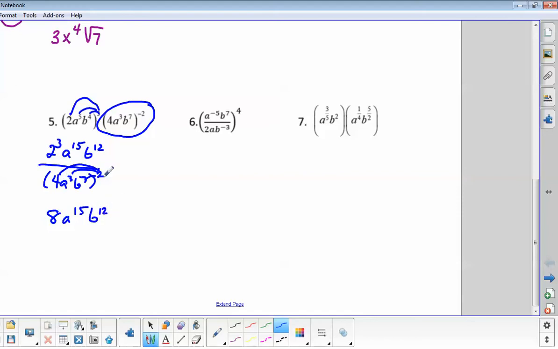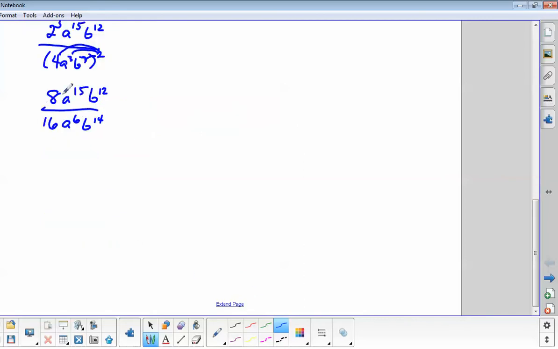On the bottom, 4 squared is 16. A to the 3rd to the 2 is a to the 6. And b to the 7 to the 2 is b to the 14. Alright, so 8 over 16, this is just a fraction to simplify. So 8 over 16 simplifies to 1 over 2.